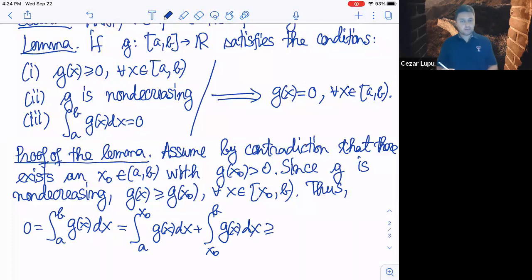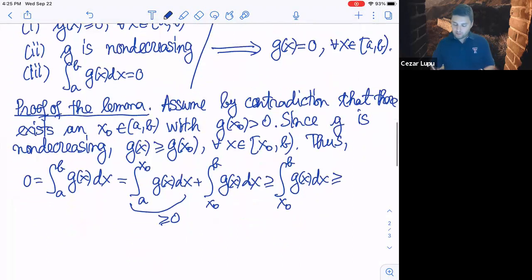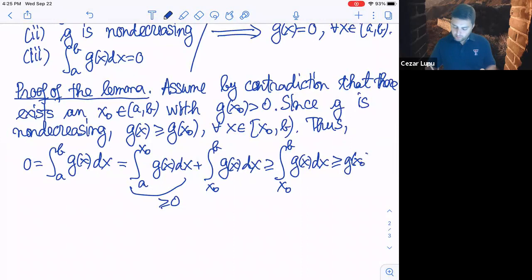All right, we're going to neglect one part, and I'm going to neglect this one here because the function is non-negative, the integral is non-negative, so I don't care about it that much. And so this will be greater than the integral from x0 to b of g of x dx. But this will be greater or equal than g of x0 times b minus x0, right? That's pretty obvious to see.